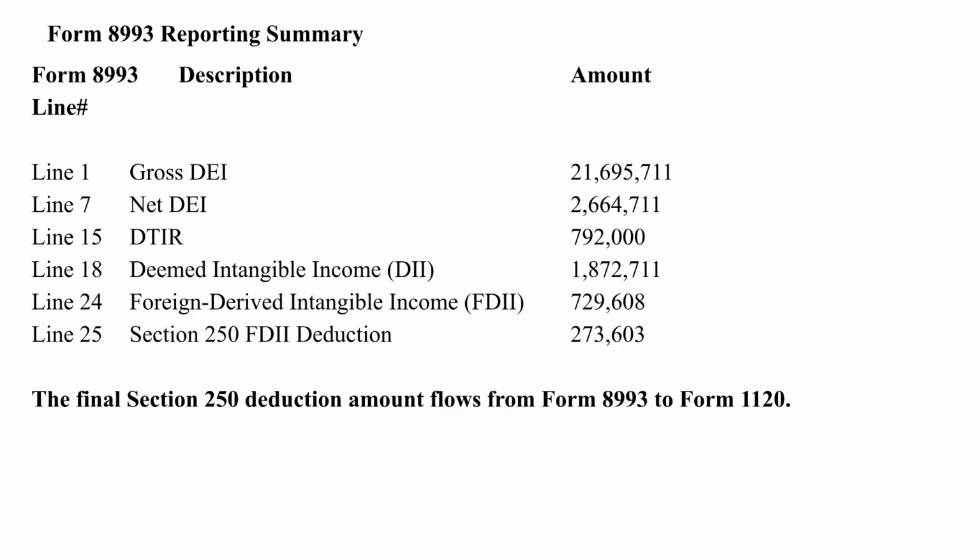The completed FDII computation is reported on Form 8993. Throughout the form, we move from gross DEI to net DEI, then to DII, FDII, and finally the Section 250 deduction. The final deduction amount ultimately flows from Form 8993 into Form 1120.